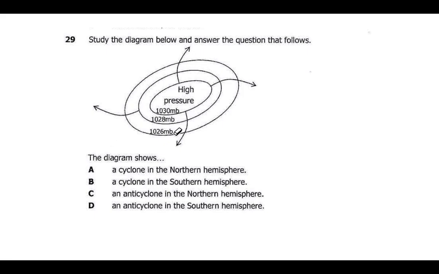So what type of cyclone is this one? Is it anticyclone or cyclone? So let's look at the question. The diagram shows this particular cyclone is flowing in a clockwise direction. So this is clockwise. When the particular wind is blowing to the right, this is clockwise. So this is an anticyclone, anticyclone in the northern hemisphere.